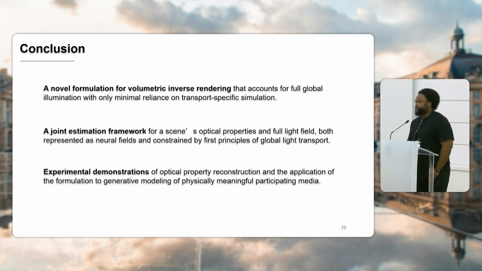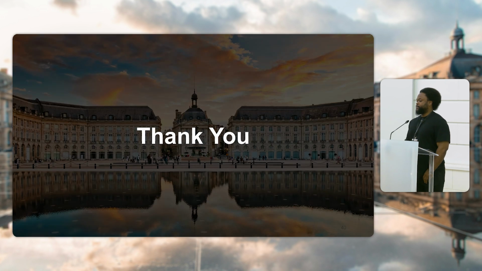So to conclude, we introduce a novel formulation for volumetric inverse rendering, accounting for full global illumination with only minimal reliance on transport-specific simulation. This is made possible by a joint estimation framework where we represent scenes, optical properties, and scene light field using implicit neural representation. And we also experimentally demonstrate the ability of our method to recover scene-specific optical properties, and also how this method can be extended to generative modeling of physically meaningful participating media. So I'll be happy now to take questions, if any.